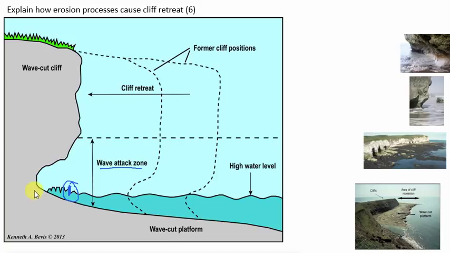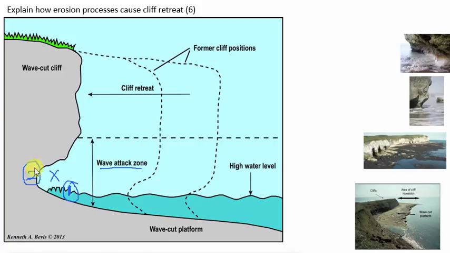That's step 1. Step 2, the first feature that we get is a wave cut notch. Evidence of differential erosion on the cliff face, because this bit has eroded faster than any of the part above it. So differential erosion.